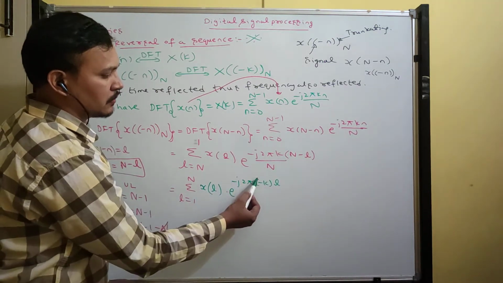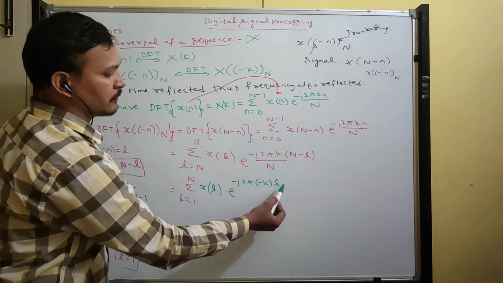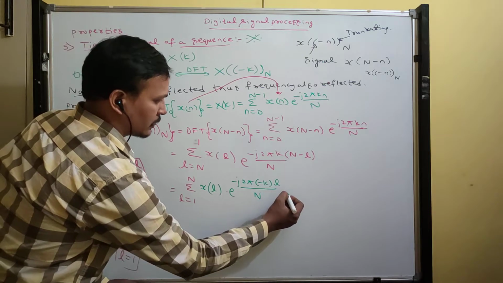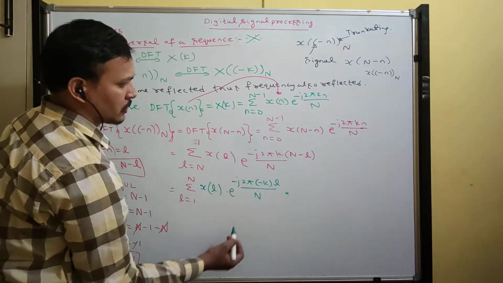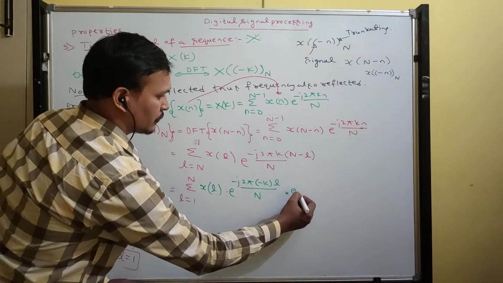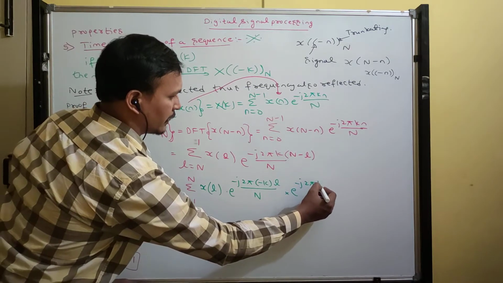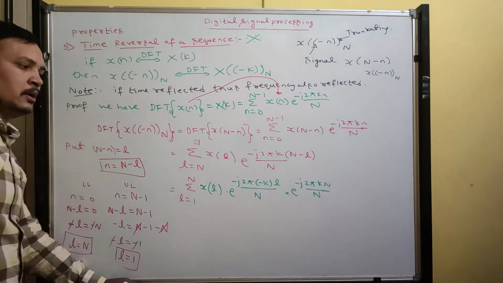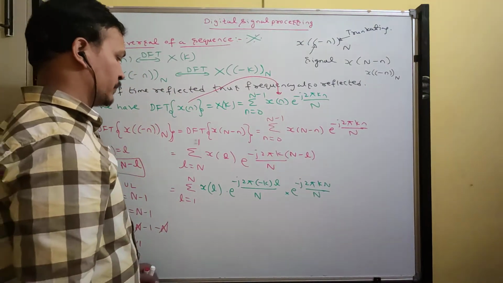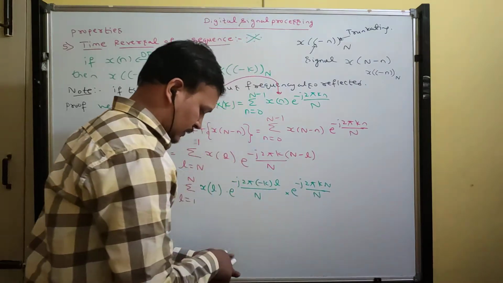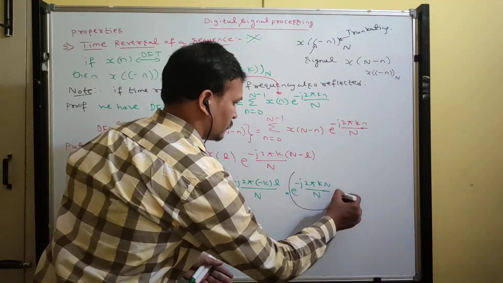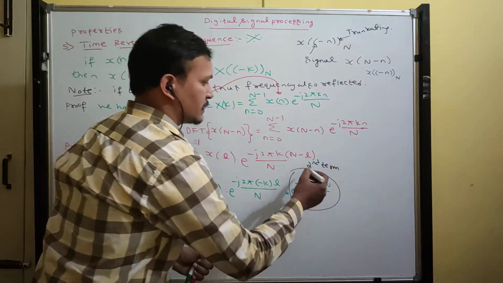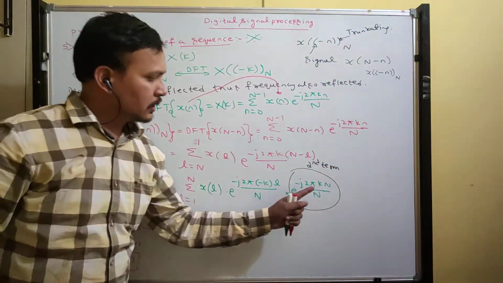But I am writing minus k. Instead of writing minus of l, I am writing for minus k, divided by n, is one term, and we have another term also. This into this, e power minus j 2 pi k n by n. See, now this is the second term.